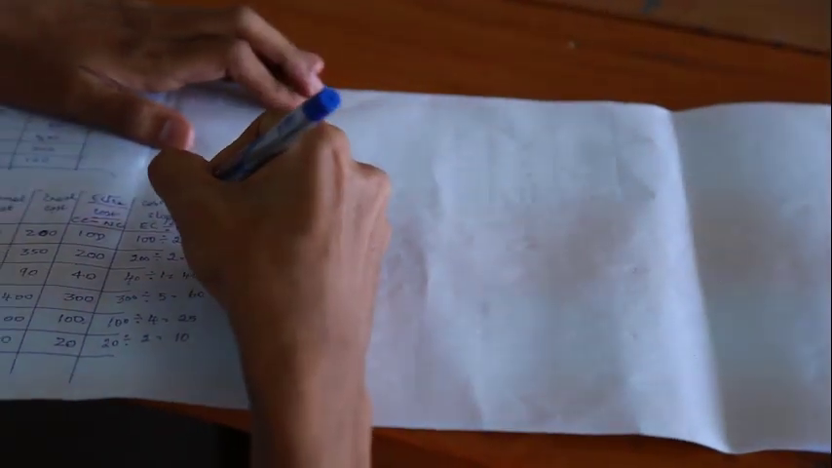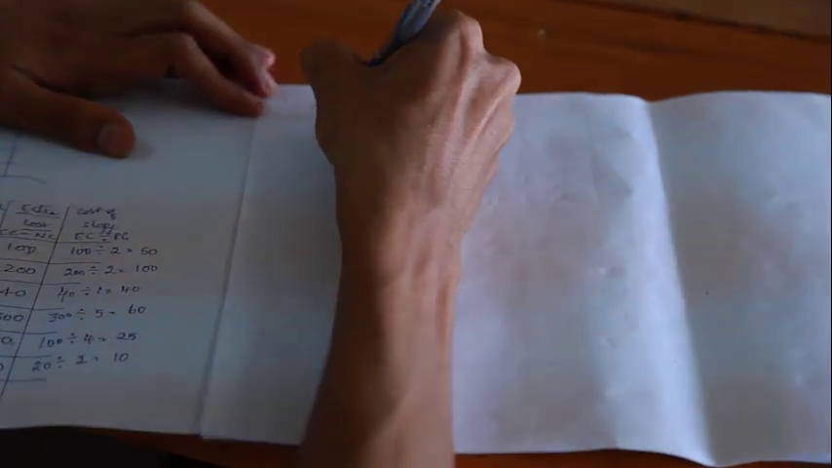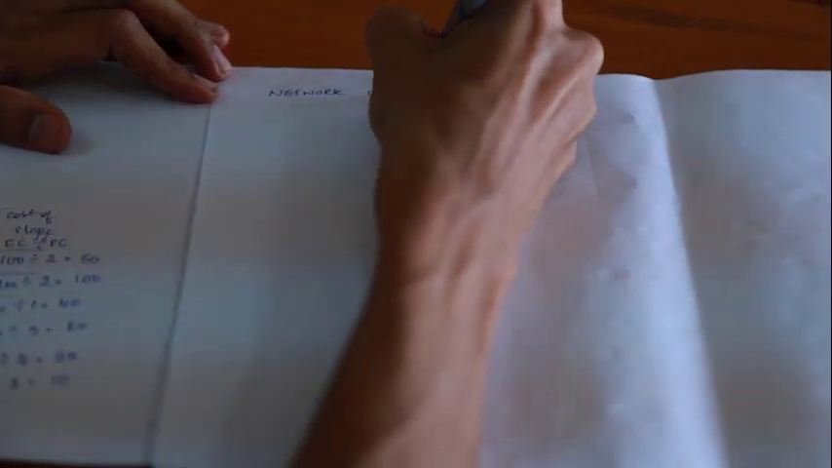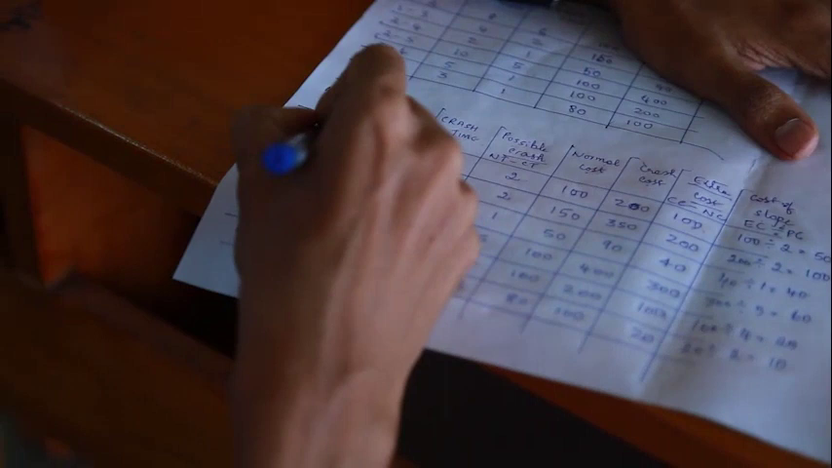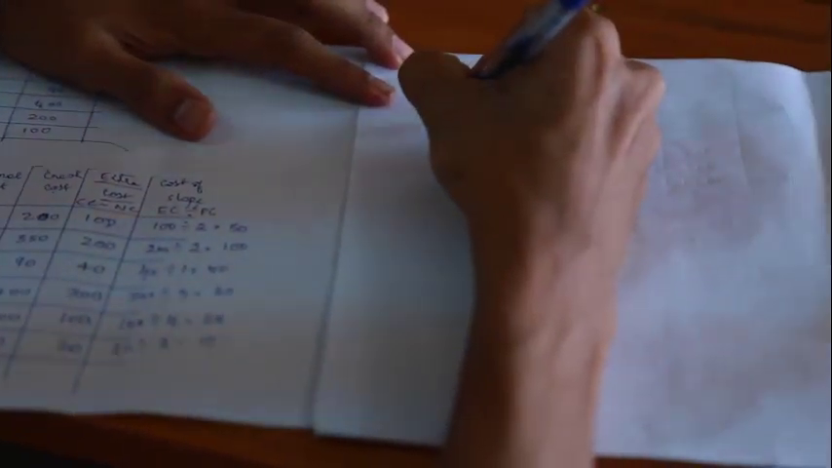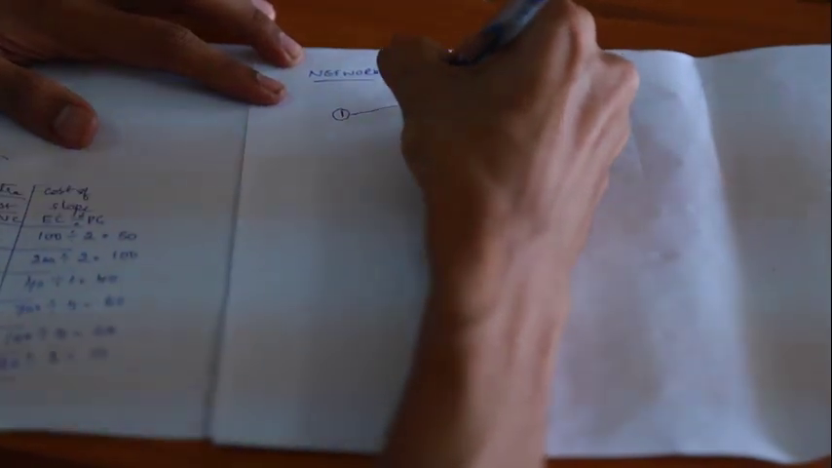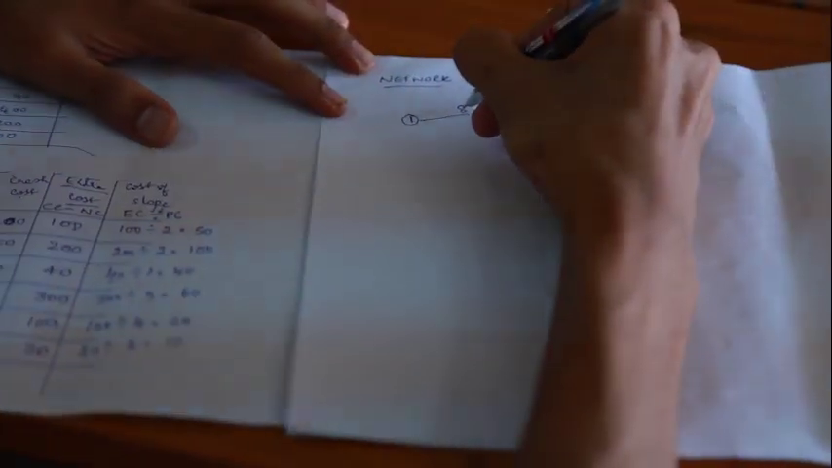After finding out the cost slope, we'll have to draw the network diagram. Now, how do we draw the network diagram? Let's see the activities. Activity 1 to 2 will begin with node 1. For activity 1 to 2, the normal time is 8, so we write here 8.